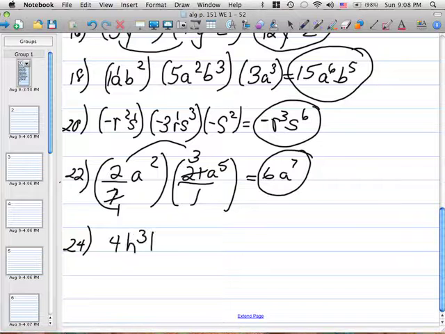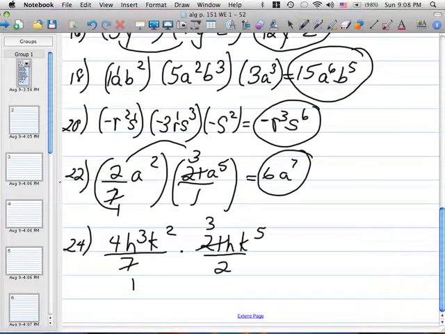24, again we have fractions, use 2 lines please. 4h cubed k squared over 7 times 21h k to the 5th over 2. Cancel, 7 goes into 7 once, into 21 3. 2 goes into 2 once, and into 4 twice. 2 times 3 is 6.